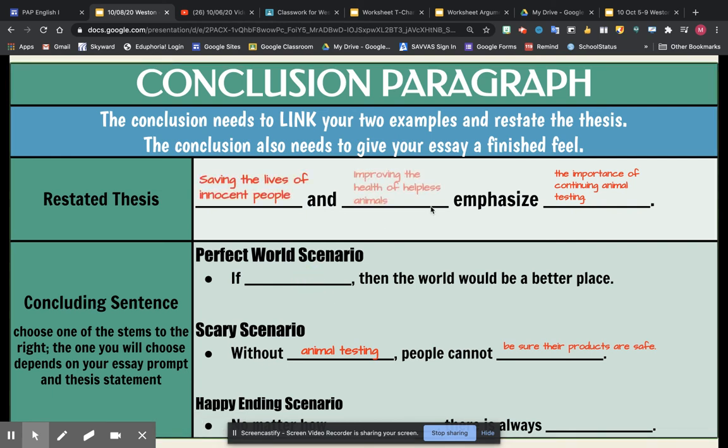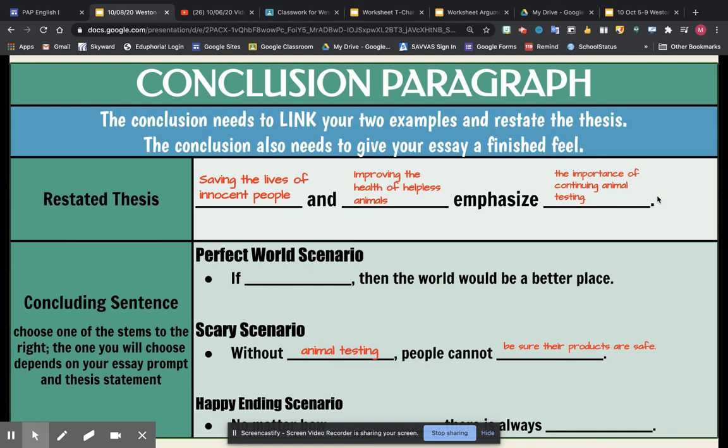So look at this. Saving the lives of innocent people and improving the health of animals emphasize the importance of continuing animal testing. I want you to notice, what do you see? What kind of appeal is being used, like saving the lives of innocent people and improving the health of helpless animals? Look at those charged words that have some pull right there. I'm obviously pulling at your emotions there. So I am able to, here in this concluding sentence, appeal to pathos in your argument.